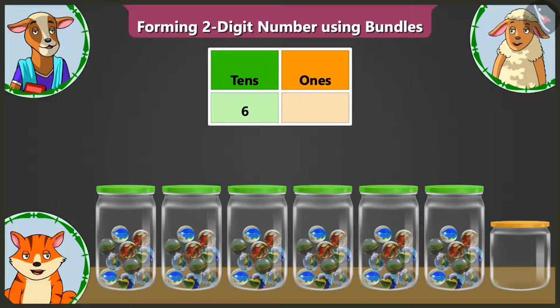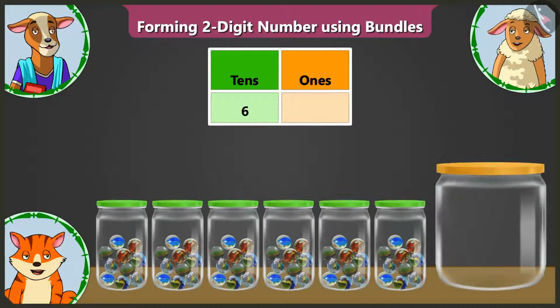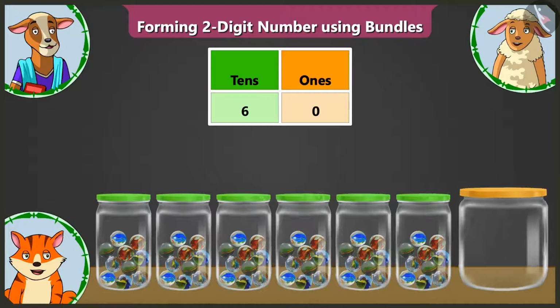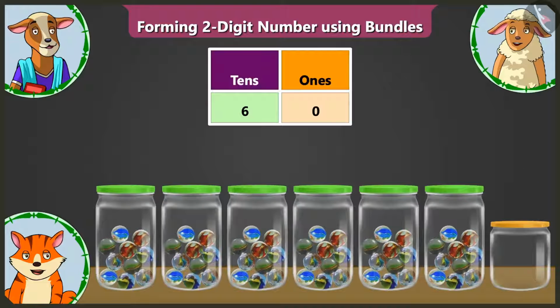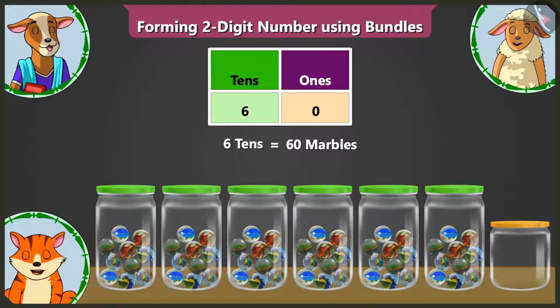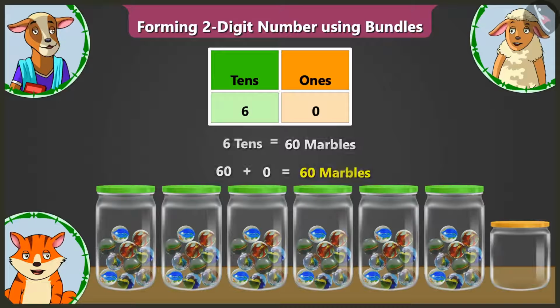Now, you tell me, Billy, how many marbles are there in the seventh jar? Ma'am, the seventh jar is empty. Yes, there is not even one marble in the seventh jar. So we have to write 0 in the ones box. Now, we have 6 in the tens box, which means 60, and 0 in the ones box, which means there is not even one marble there. So there are 60 marbles in total.